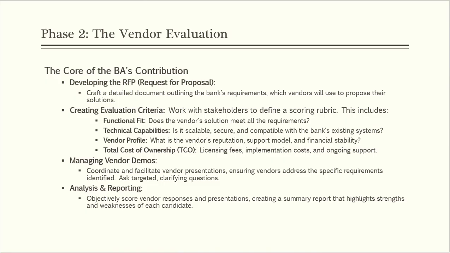Developing the request for proposal document is the key thing done by the business analyst: to prepare the request for proposal document and draft the detailed document outlining the bank's requirements, which the vendor will use to prepare their solution. Then creating the evaluation criteria for the vendor: work with the stakeholders to define the scoring rubric, which will include the functional fit, technical fit, vendor profile, and the cost of ownership. That is also most important, and the feasibility study is done by the business analyst in that stage.